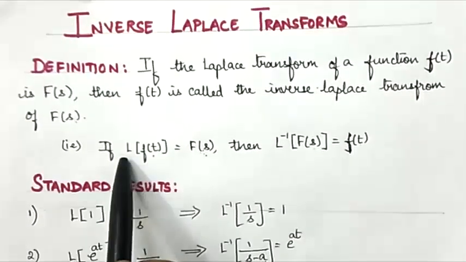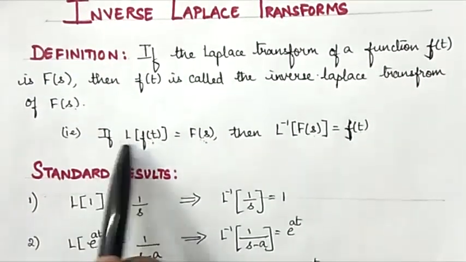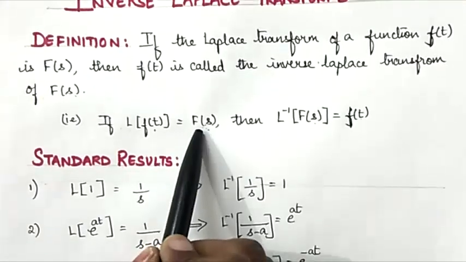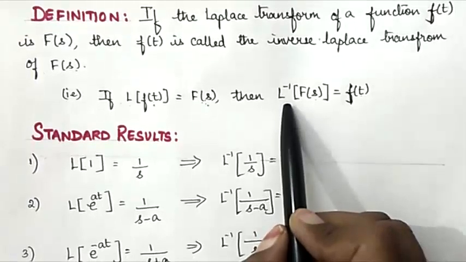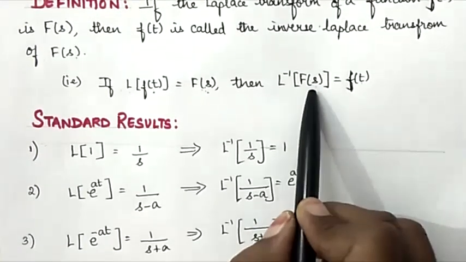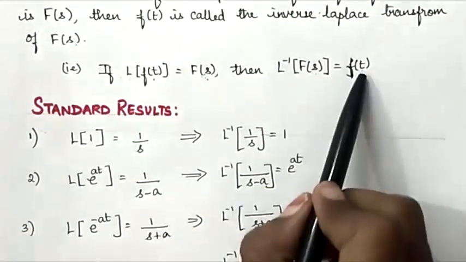So only when the Laplace transform of a function exists, we will write L{f(t)} = F(s). Similarly, if the Laplace transform of a function exists, we can find the inverse, which is given by L⁻¹{F(s)} = f(t).